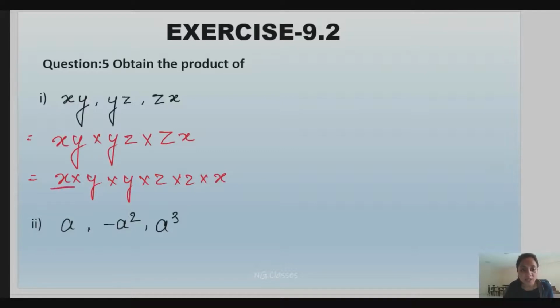Here I can see one x and here I can see one more x. So how many times x are we having? 2 times, the power 2. Similarly, how many times is y repeating itself? 1, 2. So we can write y square. Similarly for z, it is 2 times repeating itself, z square. So our answer is x square y square z square.